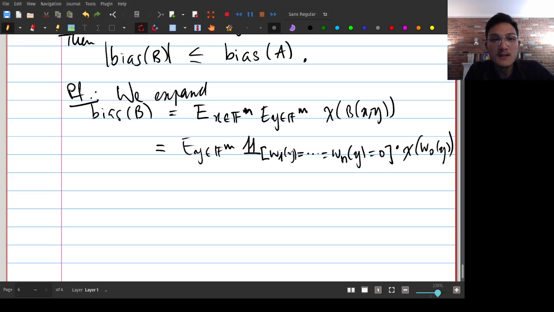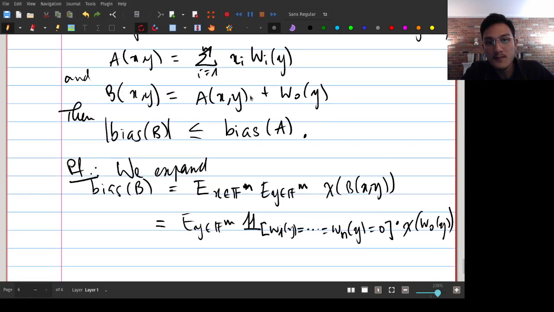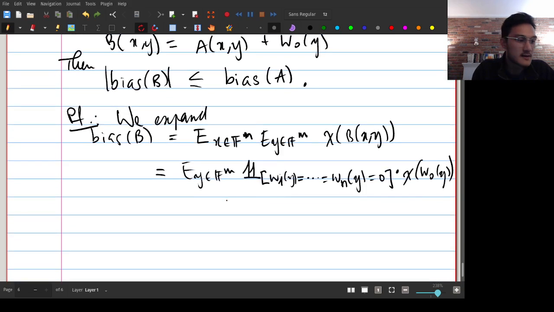Why is that? Because B is a sum, and because chi is an additive character, the chi of a sum is the product of the chi's. So now you have a sum of n terms for A(x, y), and we need each of these to be 0, which happens if w_i(y) is 0. Does that make sense? The expectation over x in F^n of this thing is 0 unless w_i(y) is 0. So that's where that comes from.